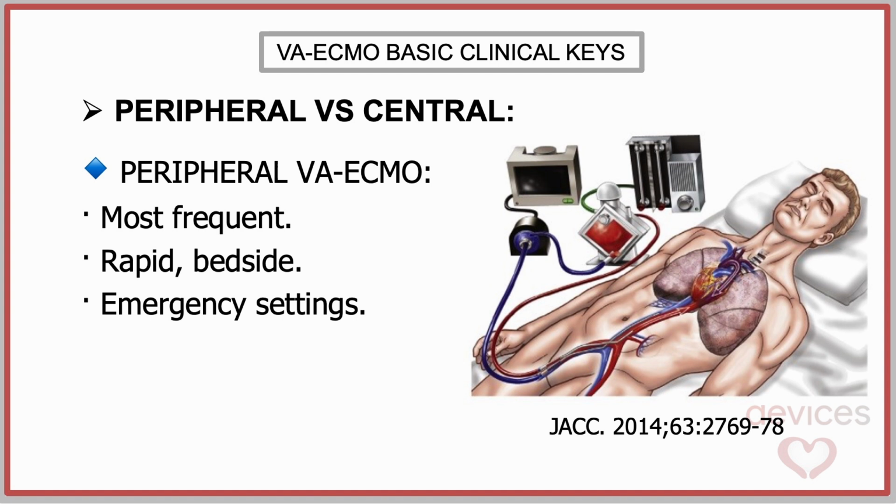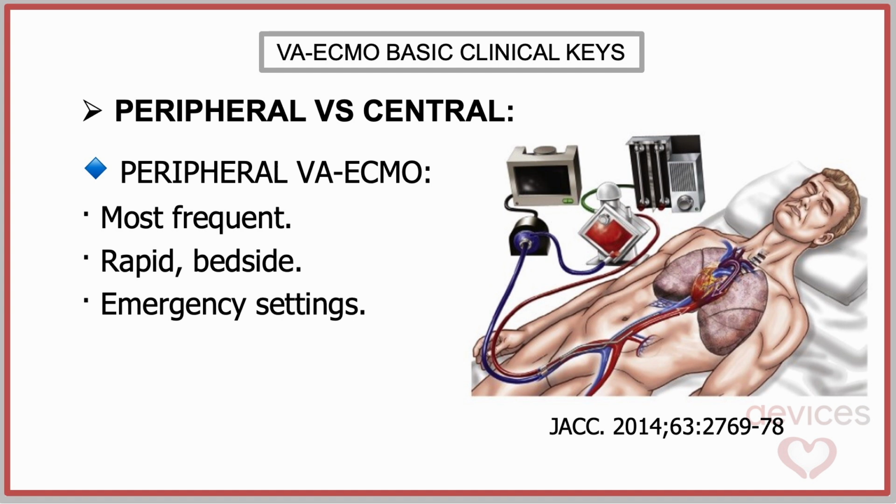VA-ECMO can be established using two main cannulation strategies: peripheral and central cannulation. Peripheral femoro-femoral cannulation is the most frequently used configuration for VA-ECMO in adults. In this approach, venous blood is drained through a large cannula inserted into the femoral vein, usually with the tip positioned at the superior vena cava right atrial junction. Oxygenated blood is returned through a cannula placed in the femoral artery.